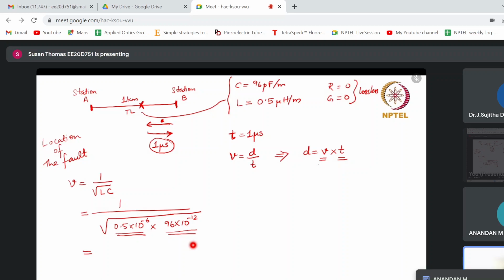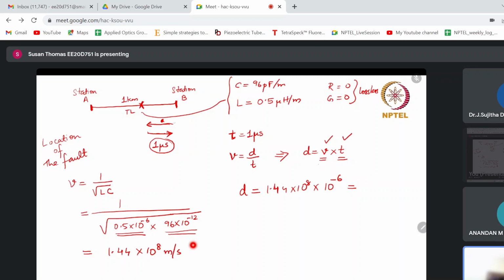Thank you for responding. Let me write down the answer: 1.44 into 10 power 8 meters per second. So this is the velocity. Now we have two parameters, that is velocity and the time taken to receive the pulse. So what is the distance covered? Distance covered will be 1.44 into 10 power 8 into 1 microsecond, so 10 power minus 6.